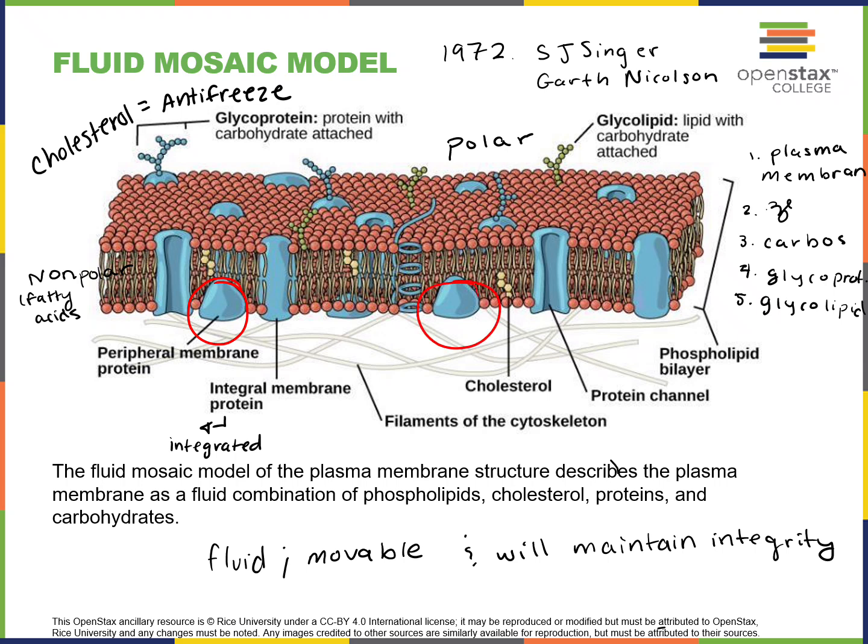Okay. A protein channel will usually allow for some specific ions, anything like that. The whole point of the cell membrane is to keep what needs to be in, and keep what needs to be out. And the cell will determine what it needs and what it doesn't.